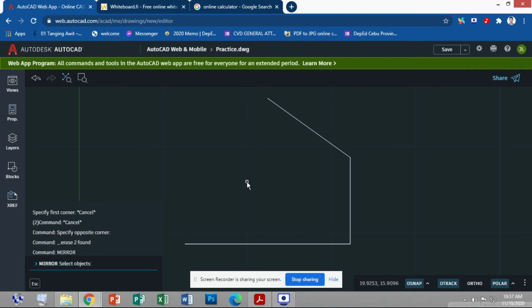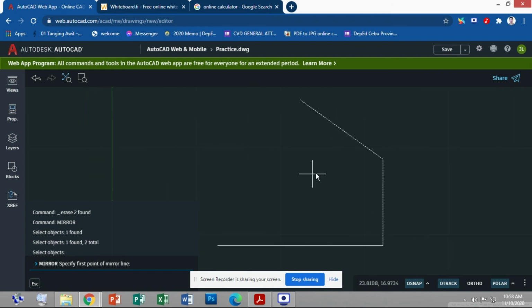Okay? So, iselect lang natin yung object na gusto nating i-mirror. For example, itong dalawang line na ito, gusto nating i-mirror. Hindi na ito kailangan ng horizontal. Ito na lang. So, I will select this line. Okay, then since multiple lines ito, kailangan pindutin natin yung shift. Tapos, wag munang bibitawan si shift. Press ka ulit ng another line. Okay, yan. Then, bitawan mo si shift, you hit enter. Press enter.